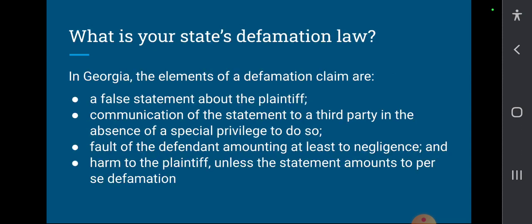What is your state's defamation law? In Georgia, the elements of a defamation claim are a false statement about the plaintiff, communication of the false statement to a third party in the absence of a privilege to do so, fault of the defendant amounting to at least negligence claimed in that false statement, and harm to the plaintiff unless the statement amounts to per se defamation.